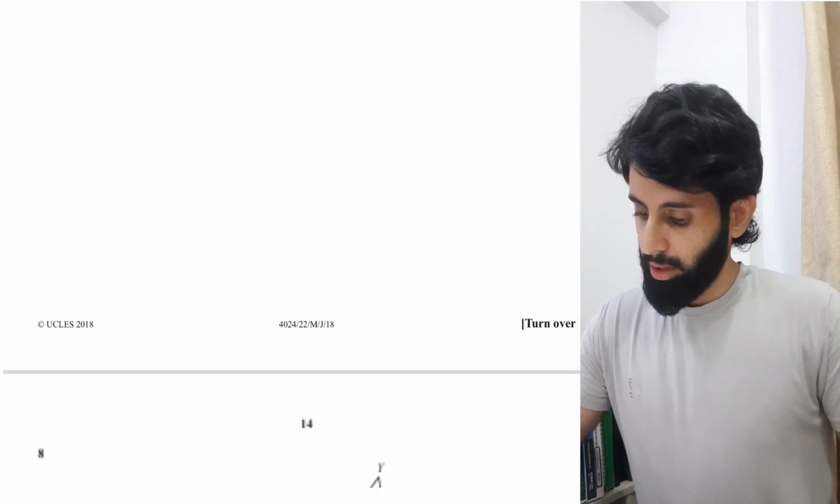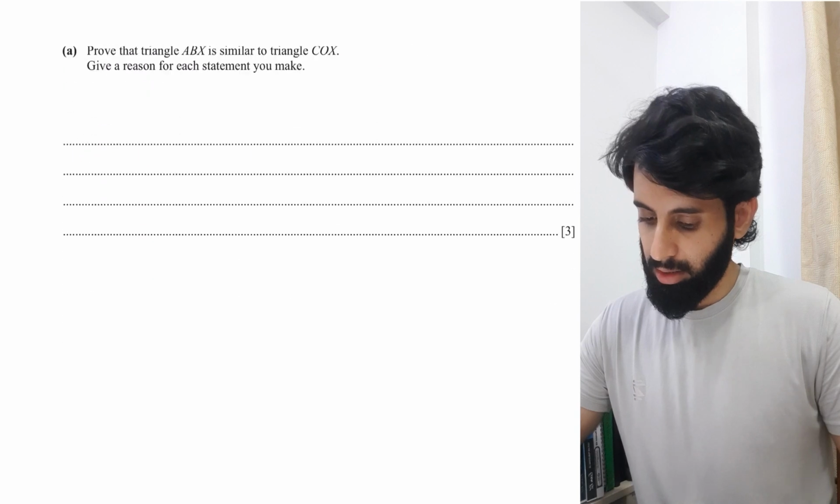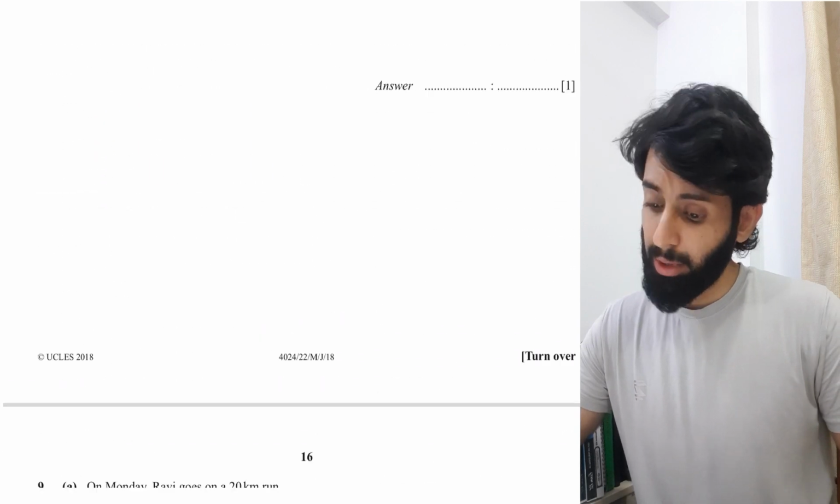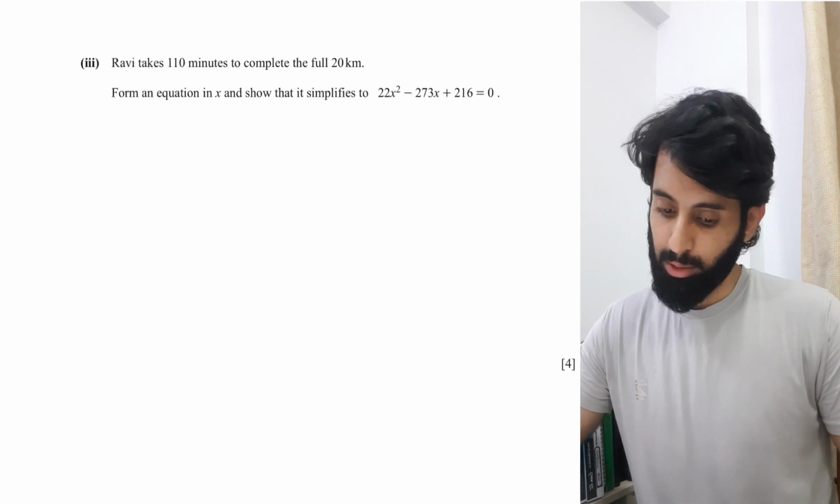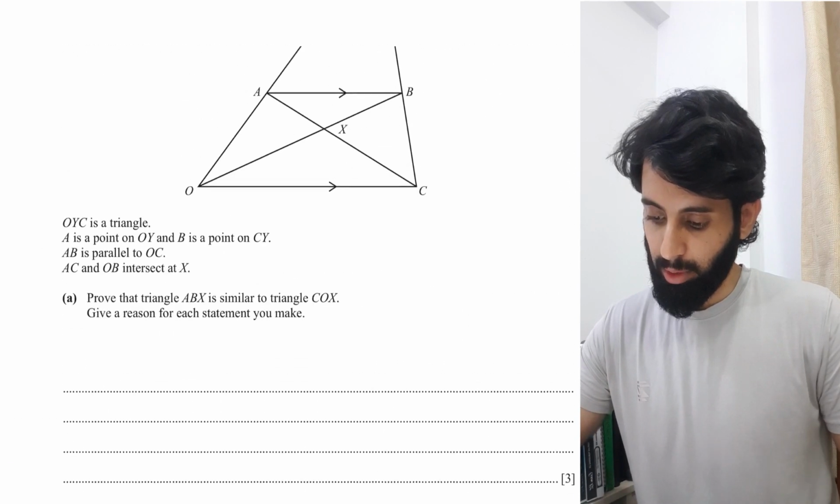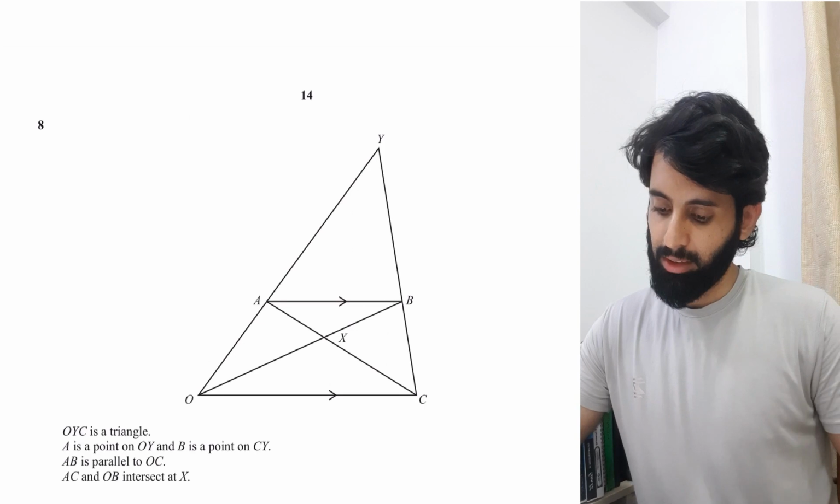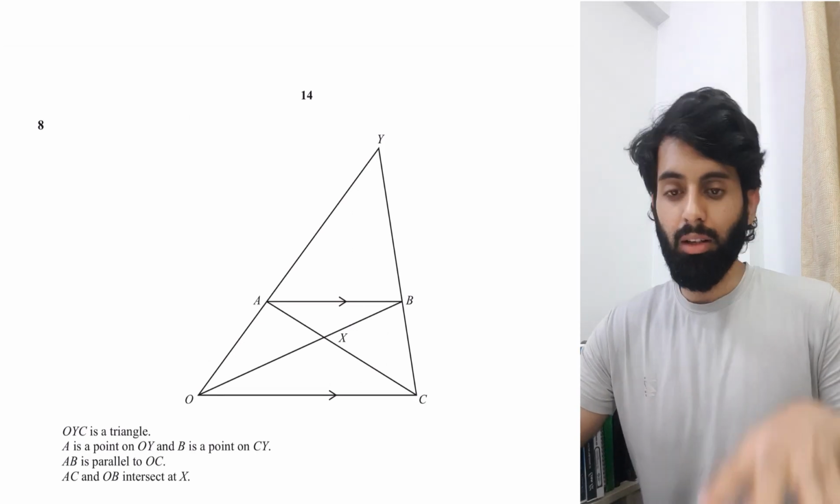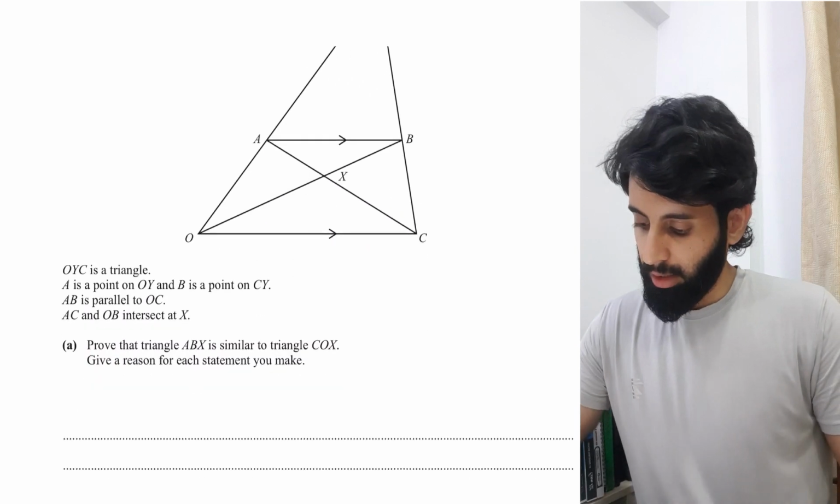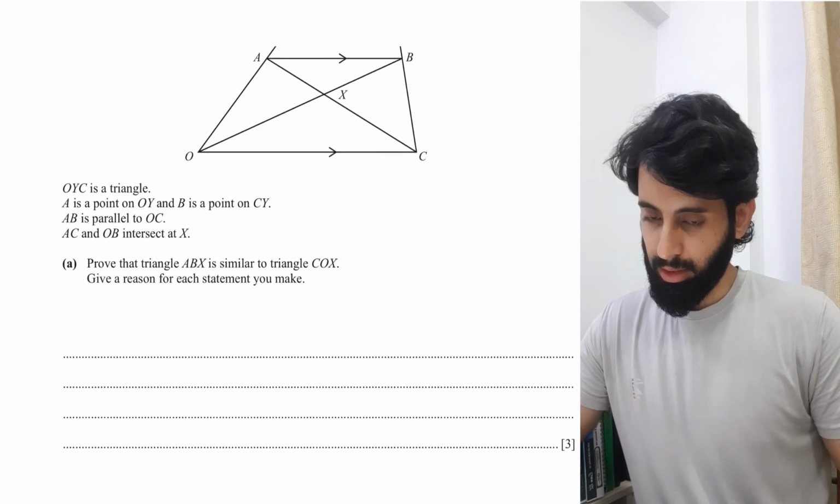So far so good. Let's do question number 8, similar triangles and vectors. This, by the way, was quite a difficult vectors question, I would say. I haven't seen a question that's so tricky. Tricky to understand at first. I haven't seen a question like this in a very long time.